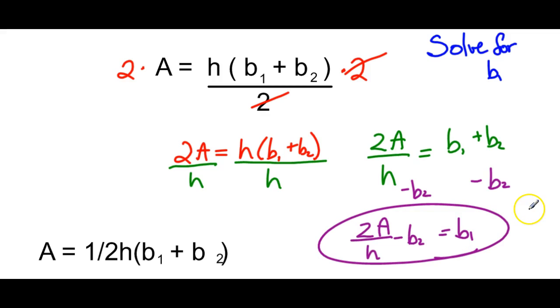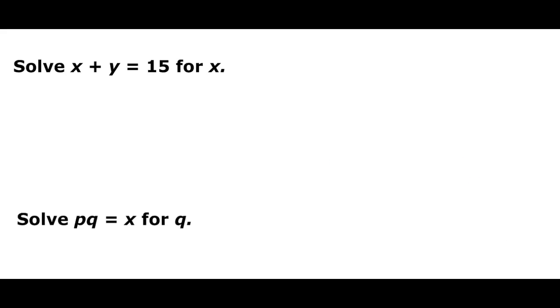This actually happened to be the formula for the area of a trapezoid. And we can do this with simple equations like this. So in this top one, I want you to solve for x. When I say solve for x, that means get the x by itself. Here, I want you to solve for q, which means get the q by itself. So pause the video and do these.